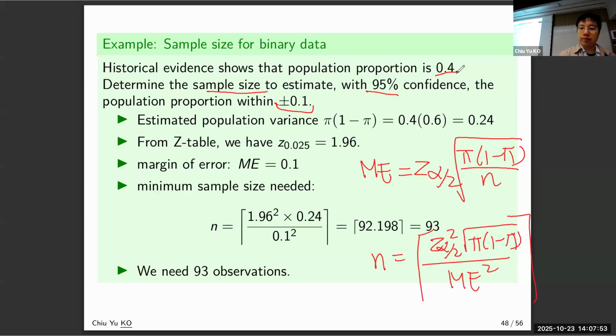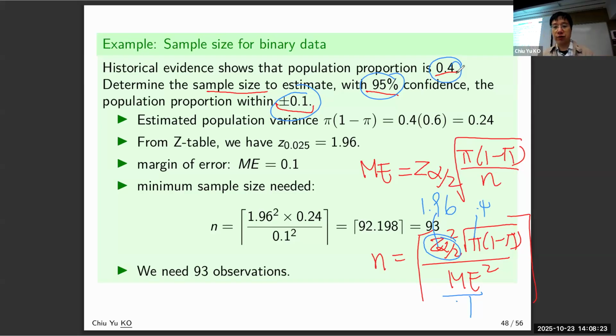So we know pi is given as 0.4. So this is 0.4 here. And 95% is 1.96. That's easy. We know the margin of error is 0.01. So just plug in all the numbers and calculate. It turns out it's 92.198, so just 93.